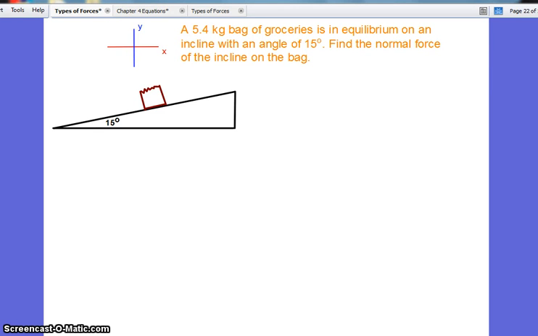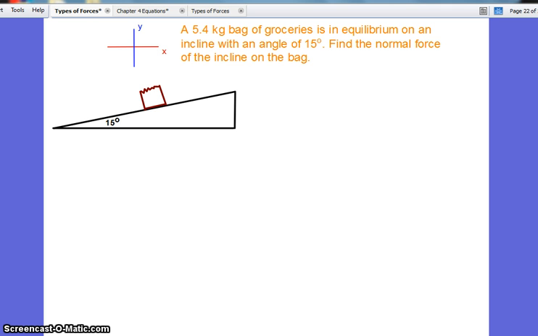This next equilibrium problem, we have an object on an incline, so it's a little bit different than all these other problems where it's been on a level surface. And so we want to learn how to proceed if we are on an incline. There's a little trick that we'll learn. We have a 5.4 kilogram bag of groceries in equilibrium on the incline with an angle of 15 degrees. We want to find what is the normal force of the incline on the bag of groceries.